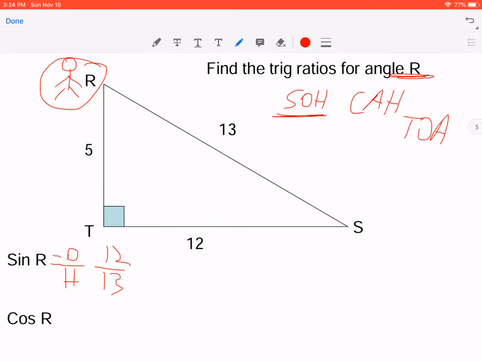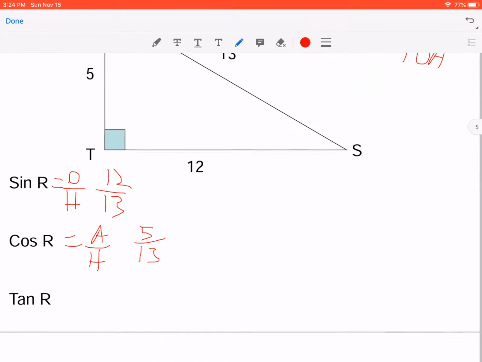All right. Cosine. What is cosine? Adjacent over hypotenuse. I'm going to put an A over H. Again, I'm up here at R. So who's adjacent, or right beside me, is the 5. Who's the hypotenuse? 13. All right, and then the last one is tangent of R.